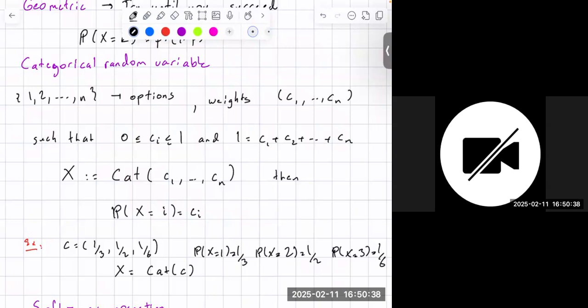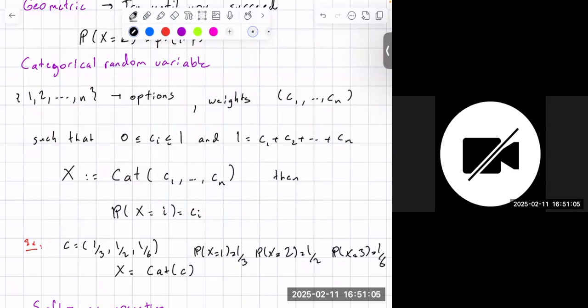Then the probability of your random variable going into the ith category is Ci. That's what a categorical random variable is, right? For example, let's say you got 3 categories here, and then 1/3, 1/2, 1/6. This is your categorical random variable. Sometimes you would see the vector of this, C1, C2, Cn, and they would just write cat of that vector.